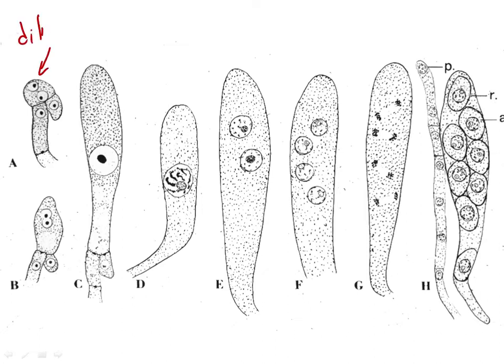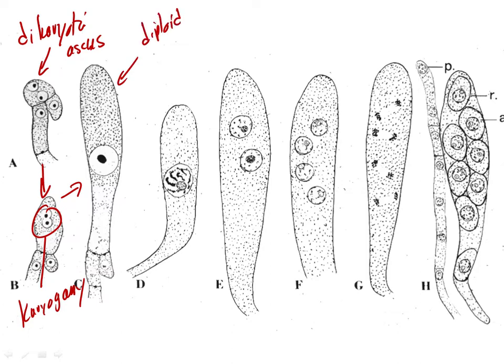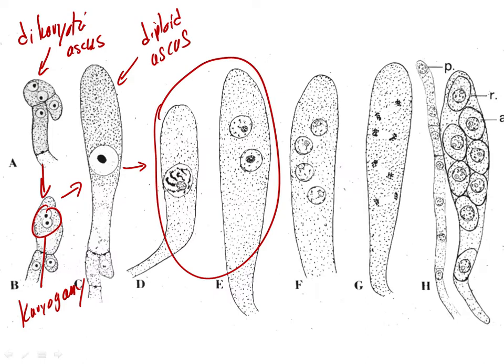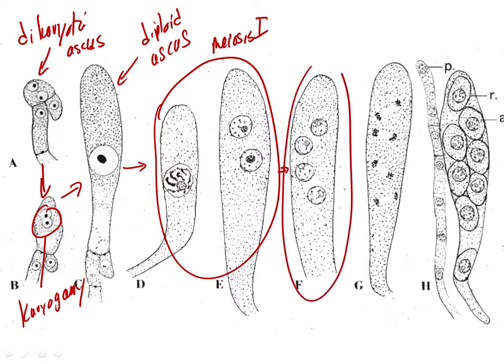And here it is, just drawn in a slightly different way. That dikaryotic ascus is the place where karyogamy is going to take place. So here's karyogamy, the fusion of the two haploid nuclei. And that's going to produce our diploid ascus. That diploid ascus is then going to undergo meiosis. Here's meiosis one. Here's meiosis two, or the results of meiosis two. There's our four cells.